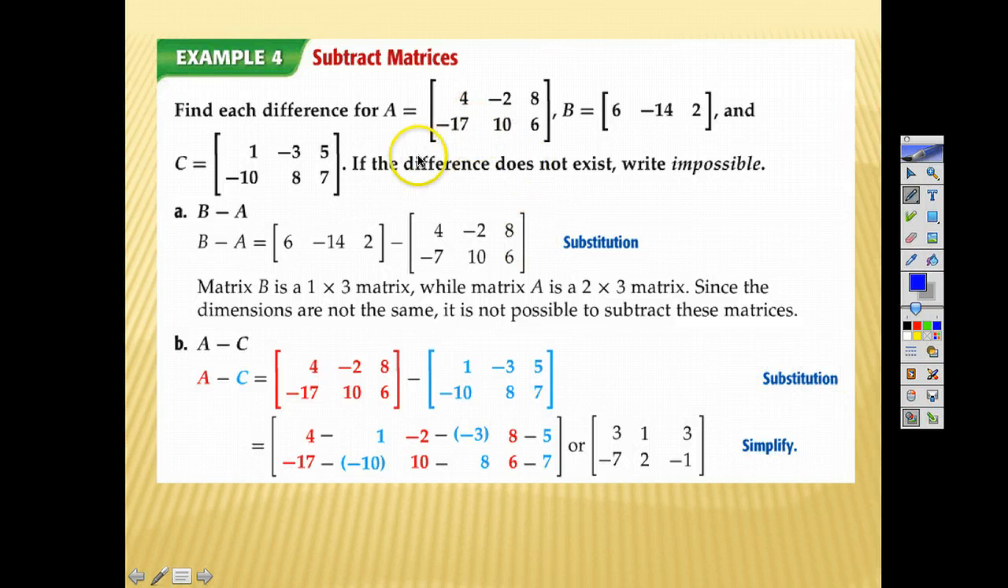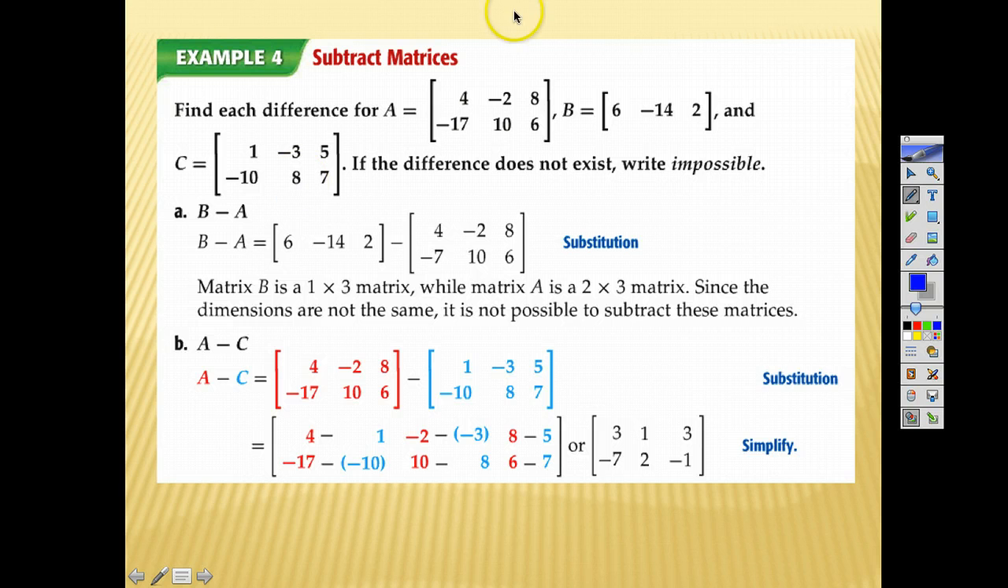All right, subtracting. There's matrix A, B, and C. If the difference does not exist, write impossible. All right, B minus A. So here we have different matrices. This is a 1 by 3, and this is a 2 by 3. So it's not the same dimensions, so it is not possible. Okay. Well, that one was easy. Let's move on to B.